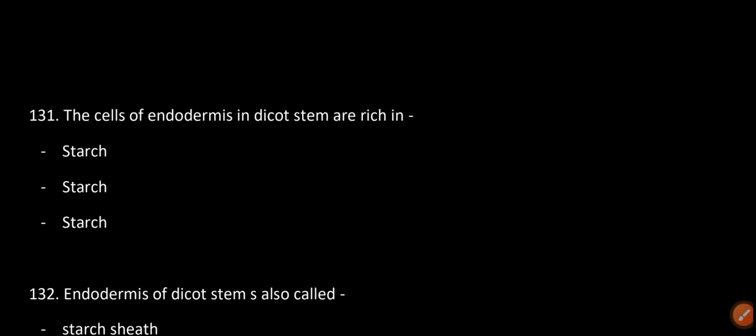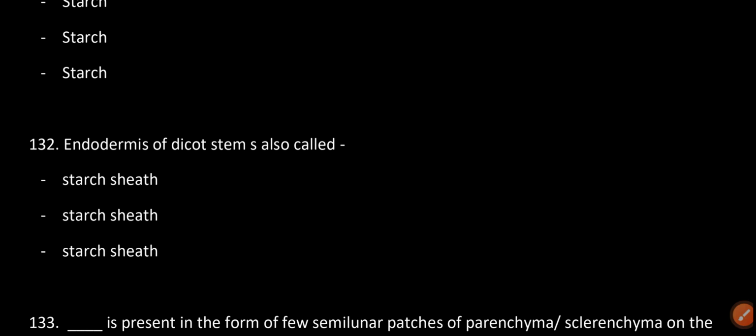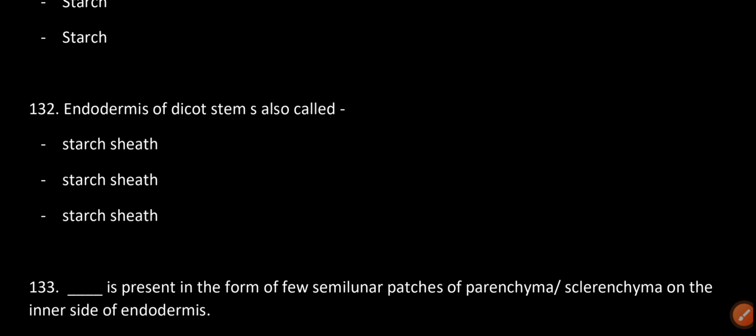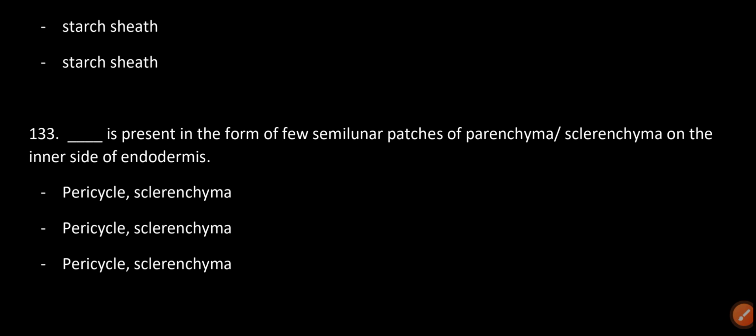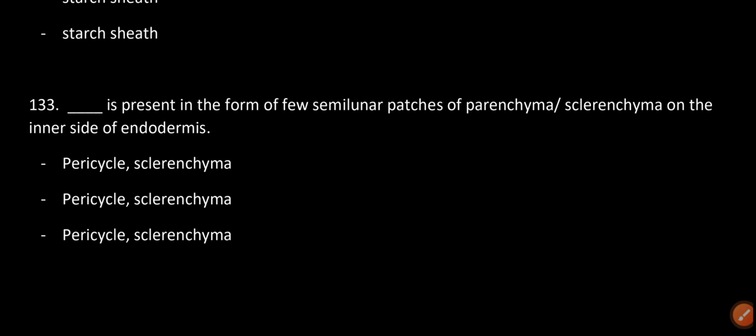The cells of endodermis in dicot stem are rich in starch. Endodermis of dicot stem is also called starch sheath. Pericycle is present in the form of few semilunar patches of parenchyma or sclerenchyma on the inner side of endodermis. Pericycle is sclerenchyma.